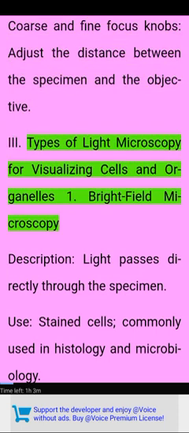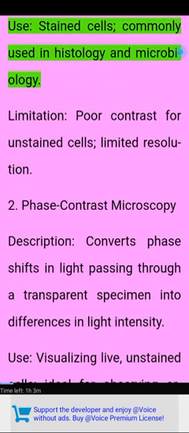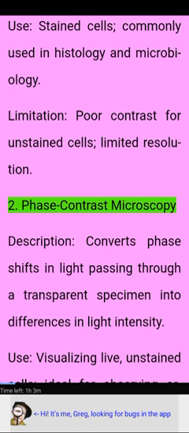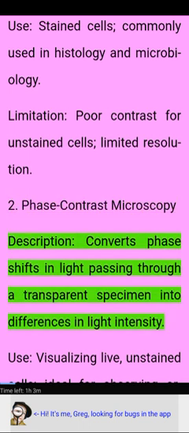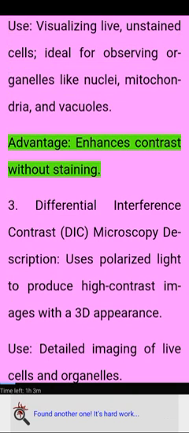3. Types of light microscopy for visualizing cells and organelles. 1. Bright field microscopy. Description: light passes directly through the specimen. Use: stained cells, commonly used in histology and microbiology. Limitation: poor contrast for unstained cells, limited resolution. 2. Phase contrast microscopy. Description: converts phase shifts in light passing through a transparent specimen into differences in light intensity. Use: visualizing live, unstained cells, ideal for observing organelles like nuclei, mitochondria, and vacuoles. Advantage: enhances contrast without staining.